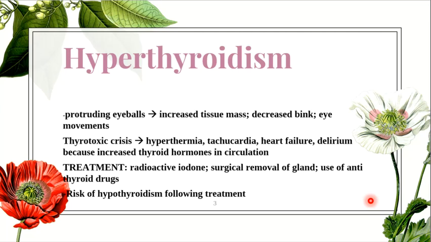There can also be a surgical removal of the gland. You can just remove the gland because there might be a tumor or something, or they can also give radioactive iodine. So radioactive iodine will go inside the thyroid gland and will destroy the follicles. As the follicles are destroyed, the hormone production will be decreased, right?